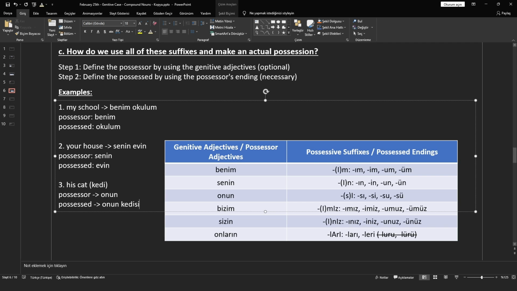And let's have one more example. Let's use our lesson. So lesson is ders.